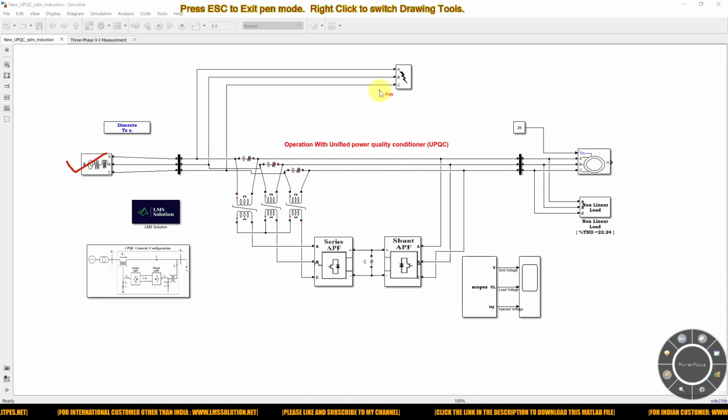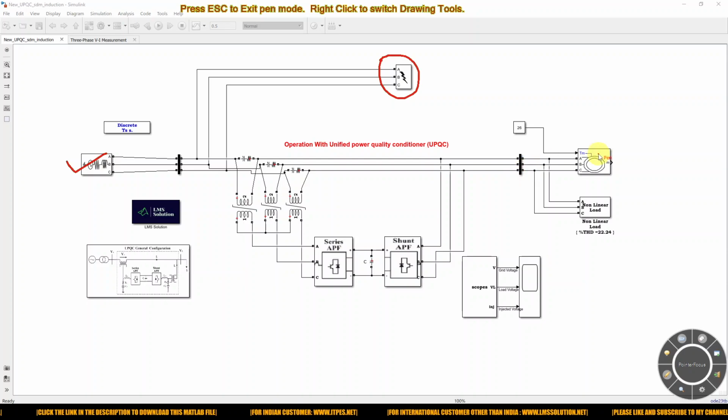And here we are creating faults: line to line fault, line to ground fault, double line fault, double line to ground fault, triple line fault, and triple line to ground fault. That means here we are going to create symmetrical as well as unsymmetrical faults in the system.